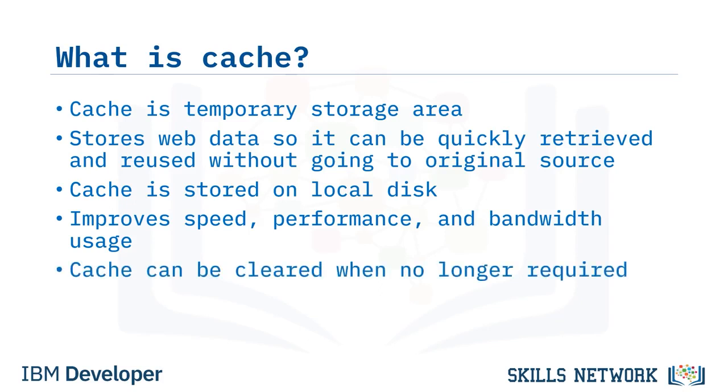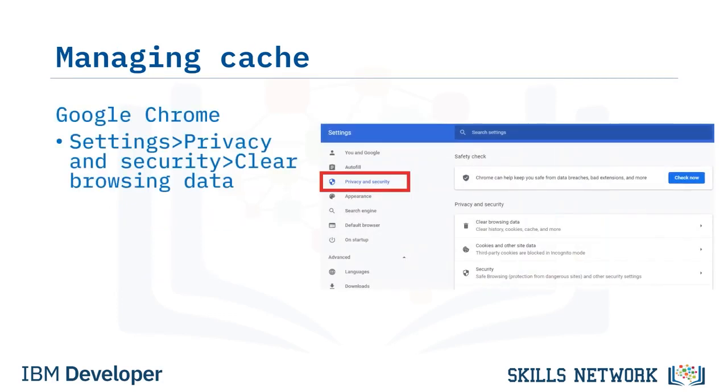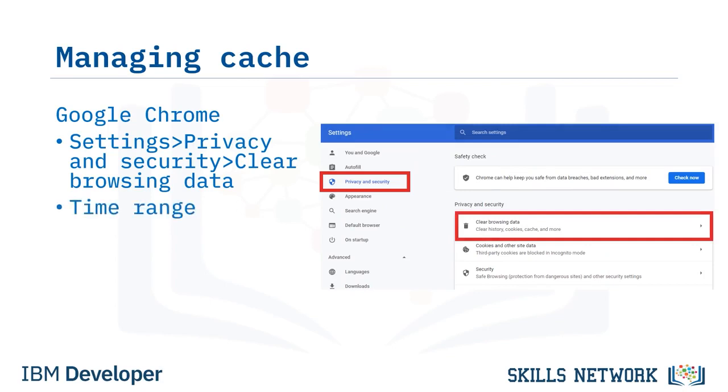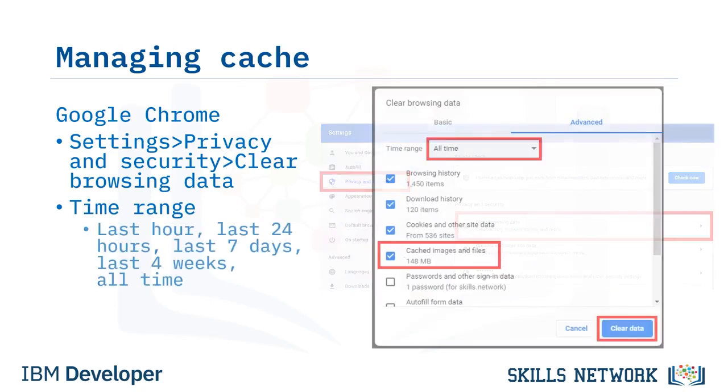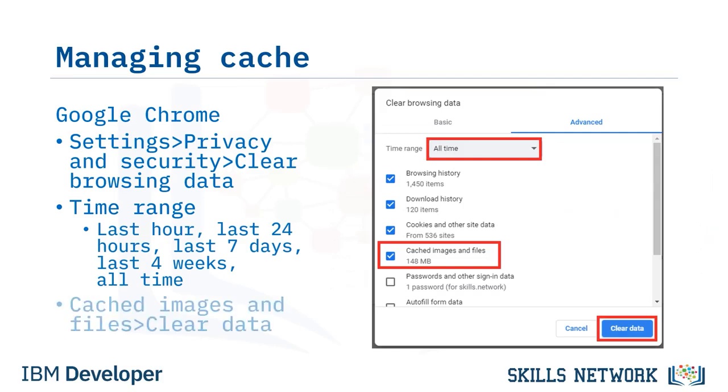If you want to ensure you are retrieving the latest content from the internet or are concerned about storing some data locally, you can clear or purge the cache from the disk. To manage cache in Google Chrome, navigate to Settings, Privacy and Security, then select Clear Browsing Data. In the Clear Browsing Data dialog box, you need to select the time range, which can be from 1 hour up to all time. Then select the Cached Images and Files checkbox and select Clear Data.